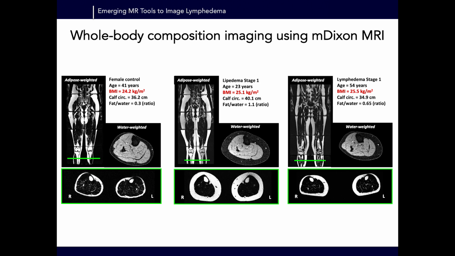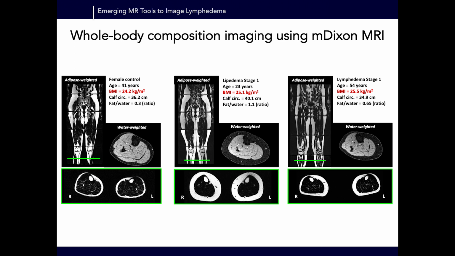And I love this slide, actually. So this is a female control. This is a lipedema patient. This is a metabolic fat disorder that doesn't respond to diet and exercise. We also study a lot of these patients. And then this is a lymphedema patient. And what's interesting about this is that they all have pretty much the same BMI, right? So it's right around 25 or so.